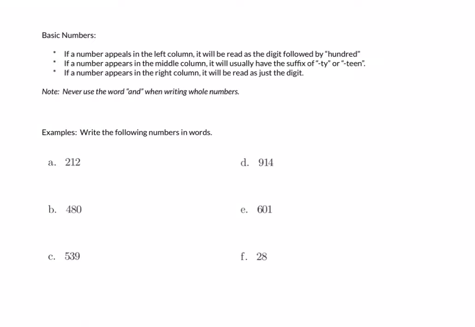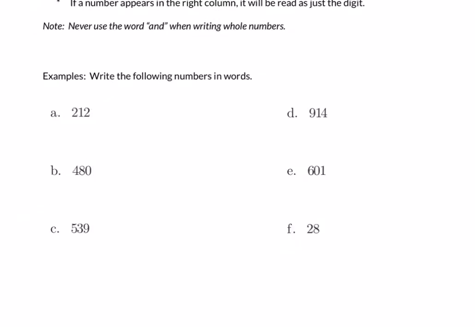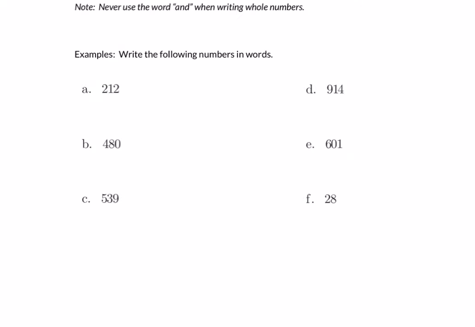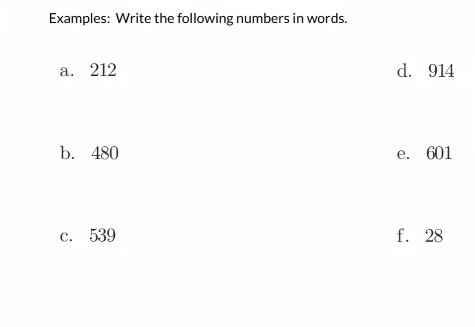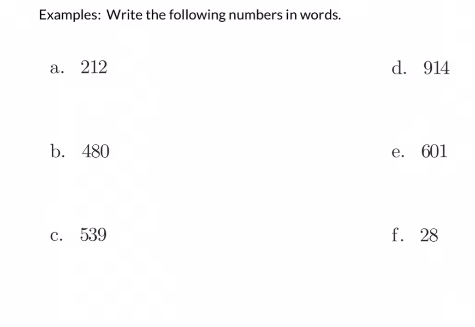All right, so let's start with some basic examples. We want to write the number in words. If we look at example A, let's just break this down. We have a 2 in the left column, which means I want to have the word two, followed by the word hundred. And then the next one, we do have kind of one of our special cases. We're going to combine the 1 and the 2 together to give us twelve. So to read this number, this is two hundred twelve.